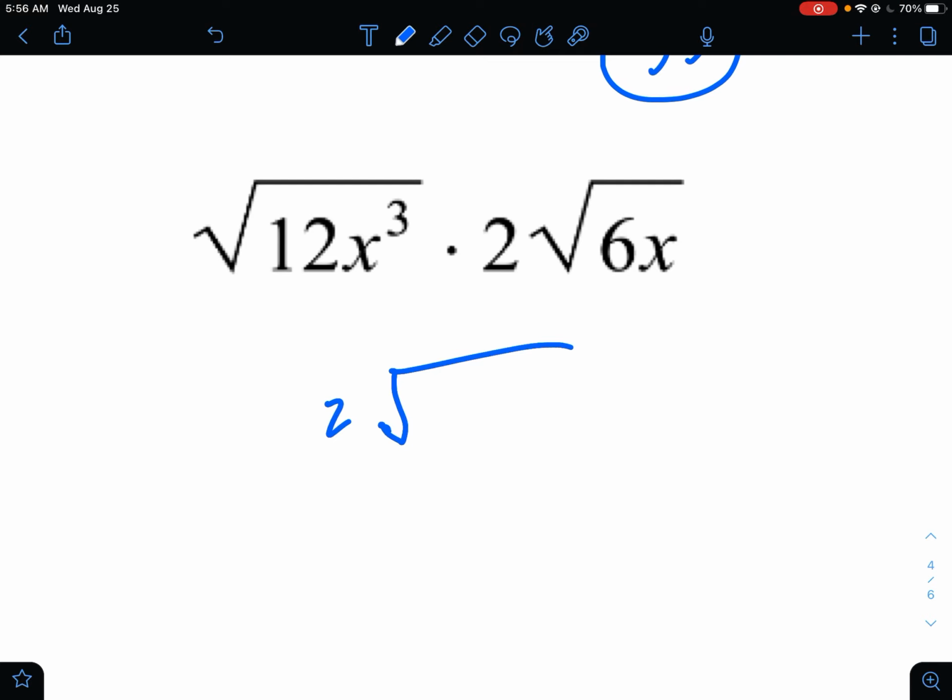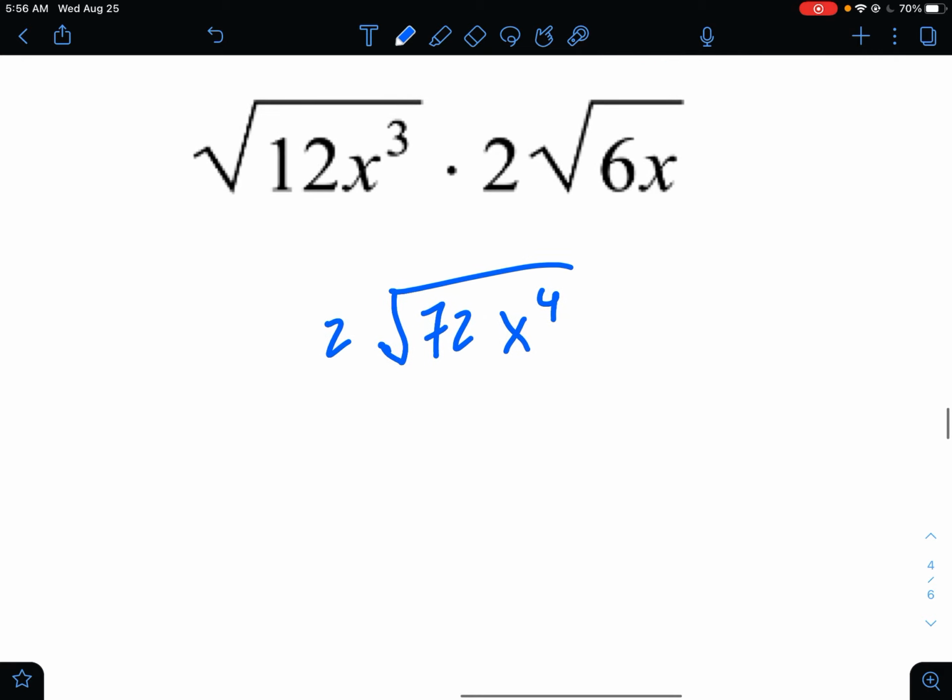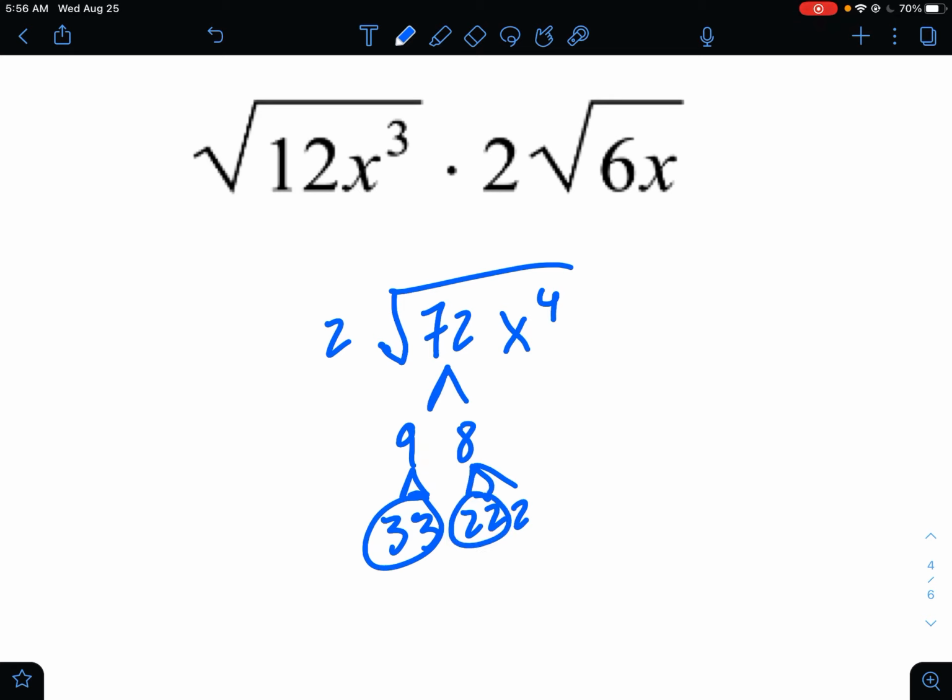And then inside, you got 12 and 6, which gives you 72. And then you got x to the third and x, which is going to give you x to the fourth. And the inside of this definitely can be factored some more. 72 is 9 and 8. And 9 is just 3 and 3. 8 is 2, 2, and 2. Or 4 and 2, and then 2 and 2. So we got a pair of 3s, a pair of 2s. We got a 2 left over. X to the fourth is x squared and x squared, which is a pair. And so those go out as well.